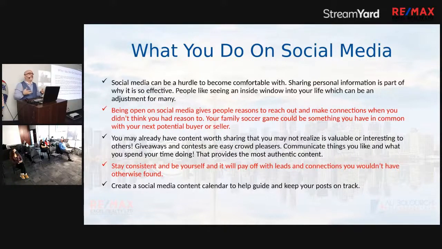Especially nowadays, most people do video. Okay, but that first step is the idea the calendar gives you. After that, once you've got the idea, you can come up with the content.